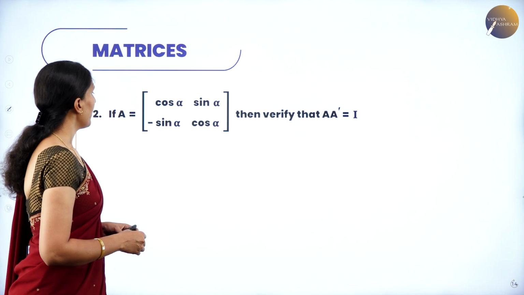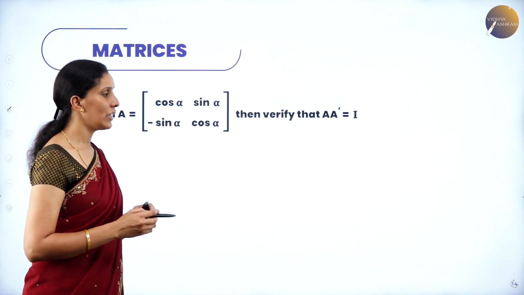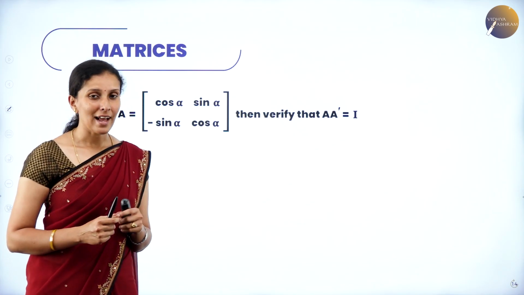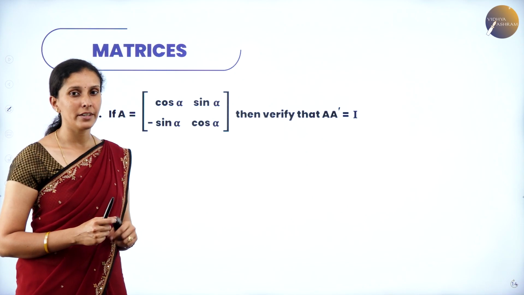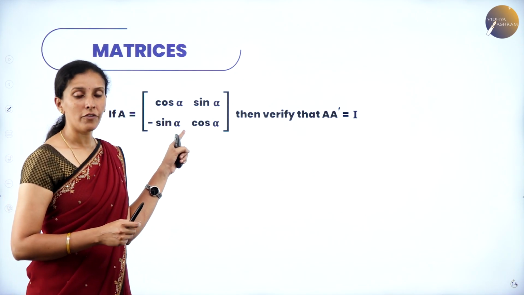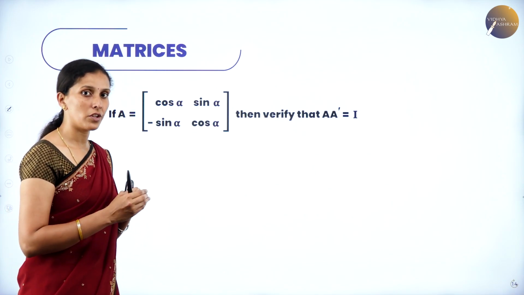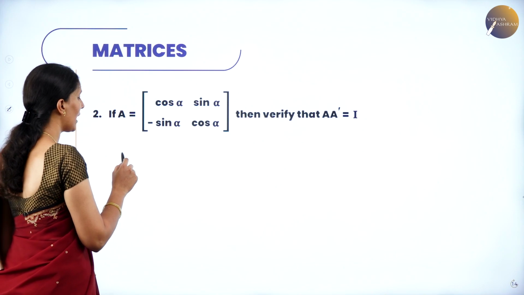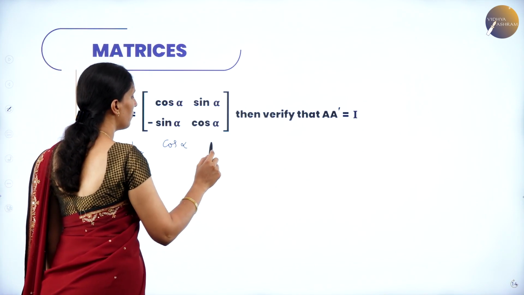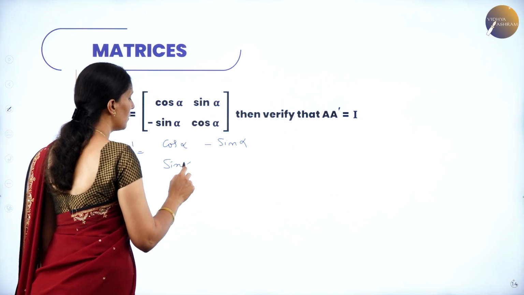Next question. If A is equal to [cos alpha, sin alpha; −sin alpha, cos alpha], then verify that A A transpose is equal to I. What is I? I is an identity matrix or unit matrix. Since matrix A is of order 2 cross 2, I must be of order 2 cross 2, that is [1, 0; 0, 1]. Now let's take A transpose of this. So that is [cos alpha, −sin alpha; sin alpha, cos alpha].